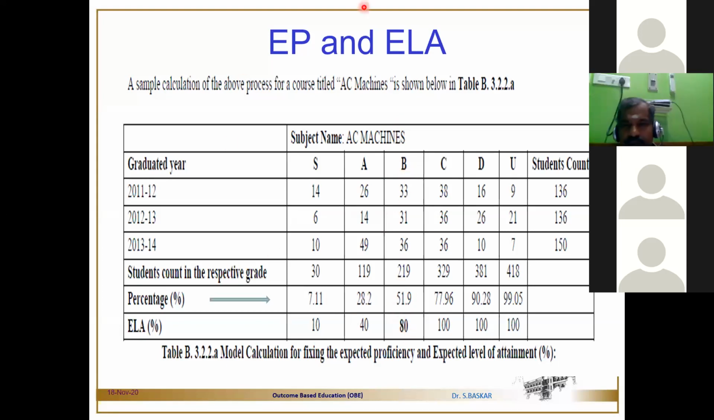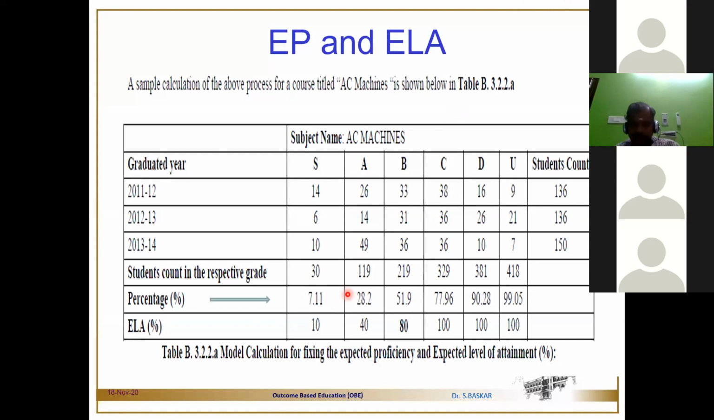Are you able to follow me? If you are able to understand, I am very happy. Like that, for each and every course, we have taken 3 previous years of data. For all the courses, we have calculated EP and ELA using this procedure. This methodology will automatically fix the EP and ELA for different courses. I think somebody is asking me to explain once again.